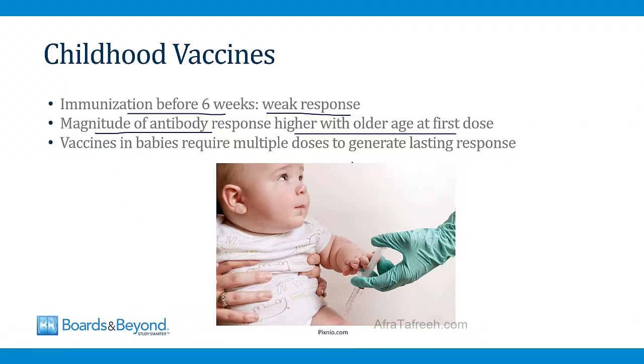So we have to vaccinate little babies, but when we do that, we often have to give them multiple doses because one dose isn't enough because they don't generate a very strong antibody response. And this is the reason why there are so many vaccines that we give to babies at 2, 4, 6, and 8 months. It's because we have to give them lots of doses to get a good antibody response.